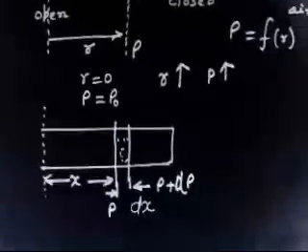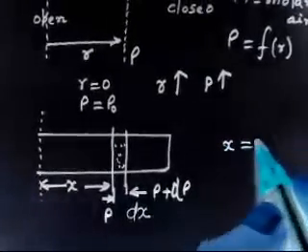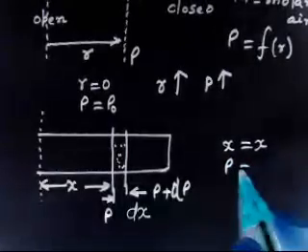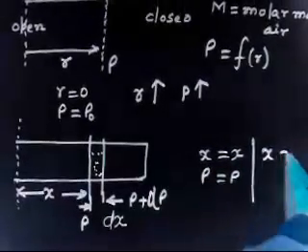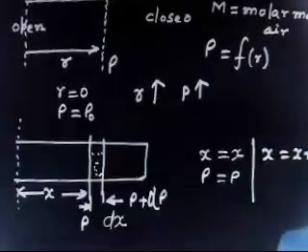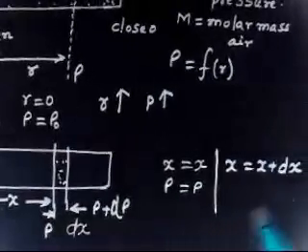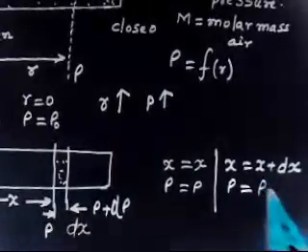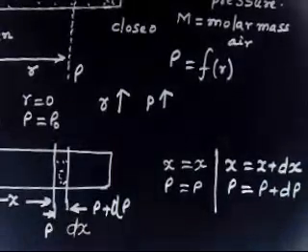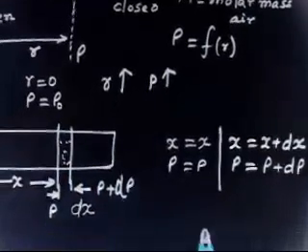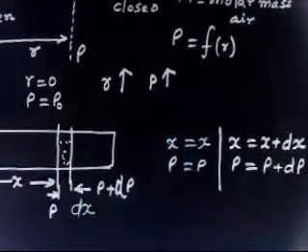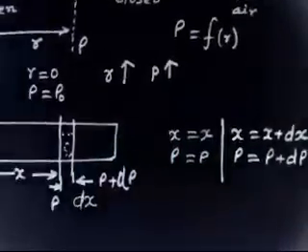So when x is equal to x, pressure is equal to P. But when x is equal to x plus dx, pressure gets increased, so pressure is P plus dP. Slowly pressure gets increased: x is increasing, pressure is also increasing. So r is increasing, pressure is increasing.